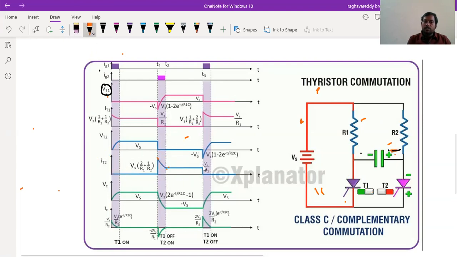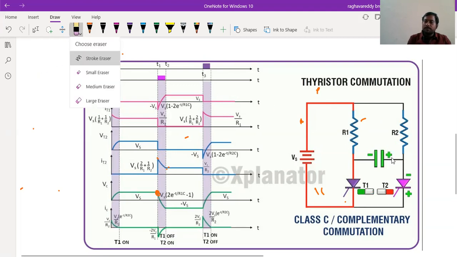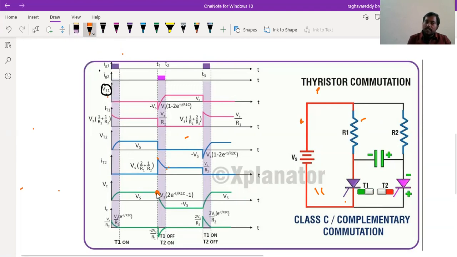Now let us look at the voltage across the capacitor. Look at this one. Initially this positive and negative voltage is available. After that, if thyristor T1 is turned on, the voltage will decrease to 0. Again the voltage will reverse. Here becomes positive and this becomes negative. With respect to T1 it is negative, so in the negative direction the voltage is decreasing with respect to T2, up to this point.